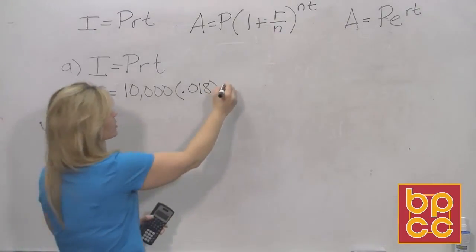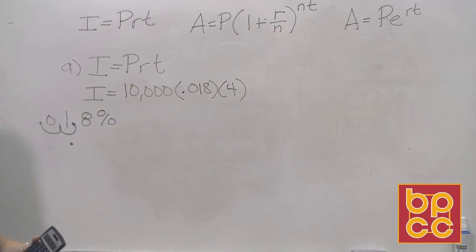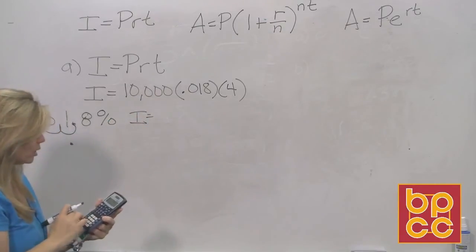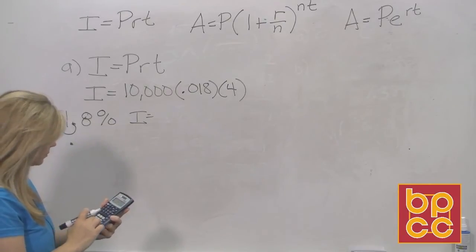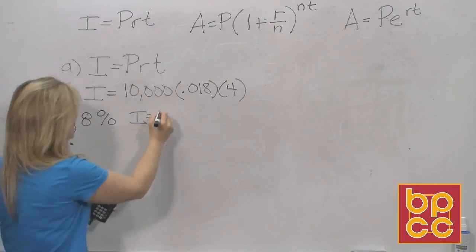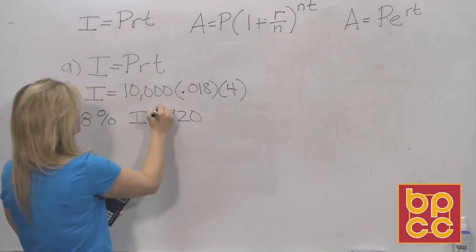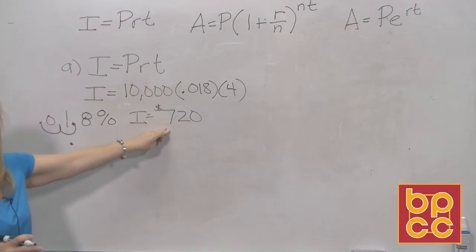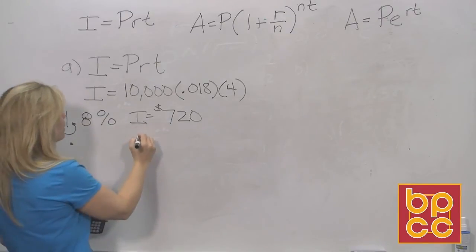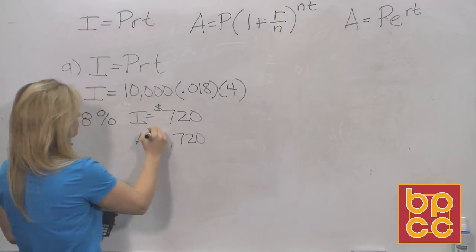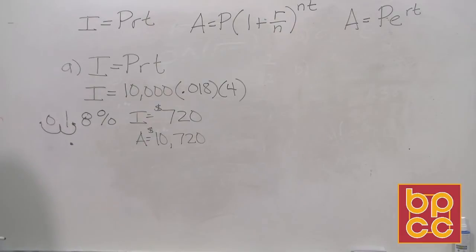And our time was 4 years. I know that's simple arithmetic, but we're not going to make you multiply that out. That's what the calculator's for. So we'll type in 10,000 times 0.018 times 4, and it says $720. So if we invested $10,000 at simple interest, at the end of 4 years, our interest would be $720. We would end up with a new amount of $10,720. Okay? That is obviously not the best way to get interest. We're all about making lots of money.